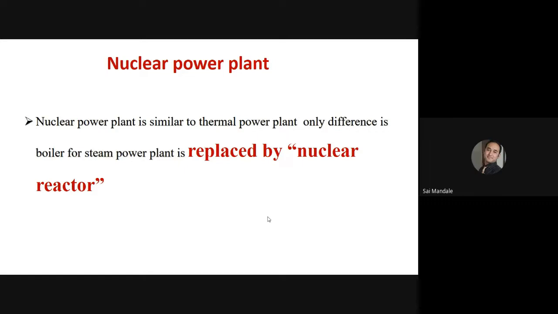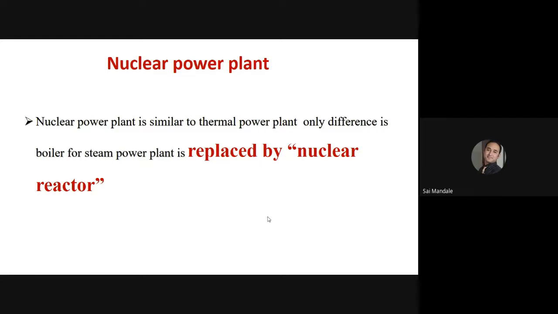So the turbine is connected to the generator. Perfectly correct. The steam coming out of the turbine is connected to which component? Condenser. What is the function of the condenser? It converts steam into water. Perfectly correct. To convert the steam into water.